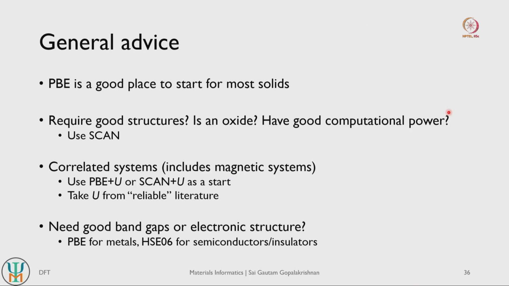Okay, so just to give some general advice, right. Let us say you are new to doing DFT calculations. Where do you start? What kind of exchange correlation functional do you choose? In general, PBE is a good place to start for most solids, right. So almost always your first DFT calculation should be with PBE, and then you can increase or decrease the complexity depending on the problem of interest, right.